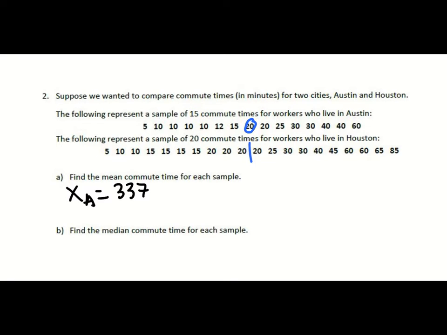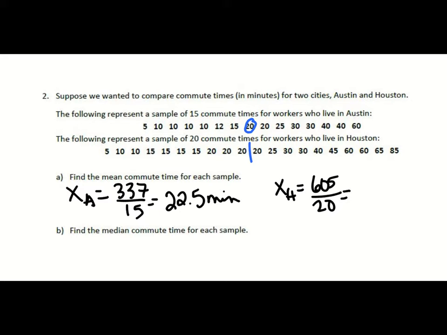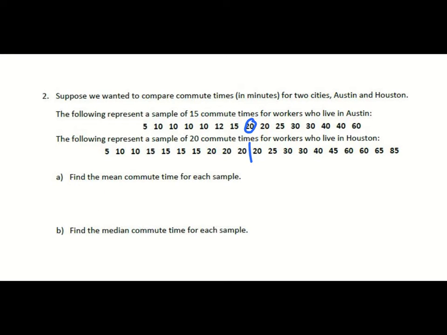So to find the mean, you're going to have to add them up and divide by 15. And that's going to give me 22.5 minutes. Whereas my mean for Houston is going to give me 605, divided by 20 gives me 30.25 minutes. That's supposed to look like a 3.